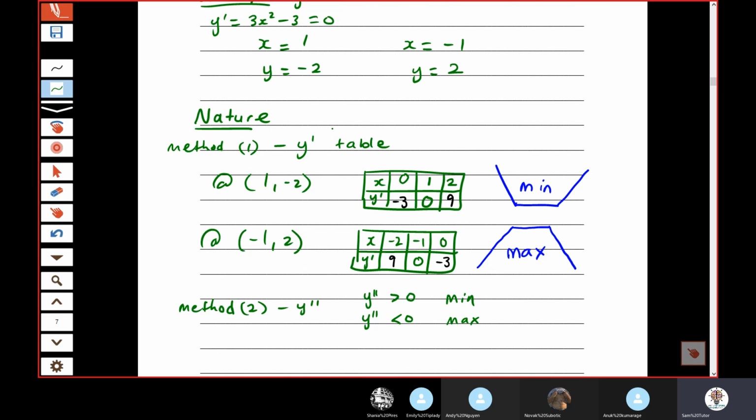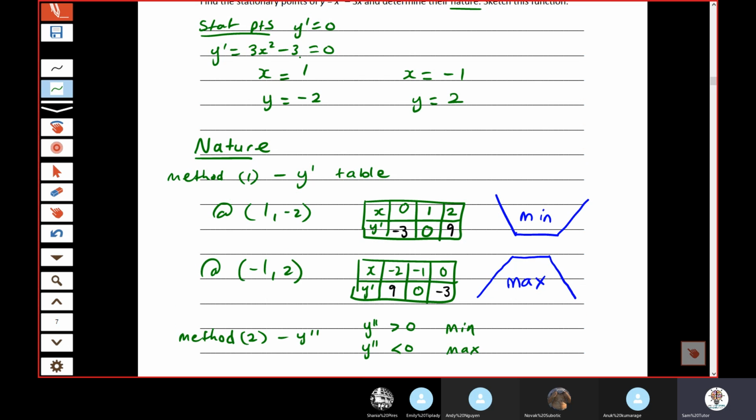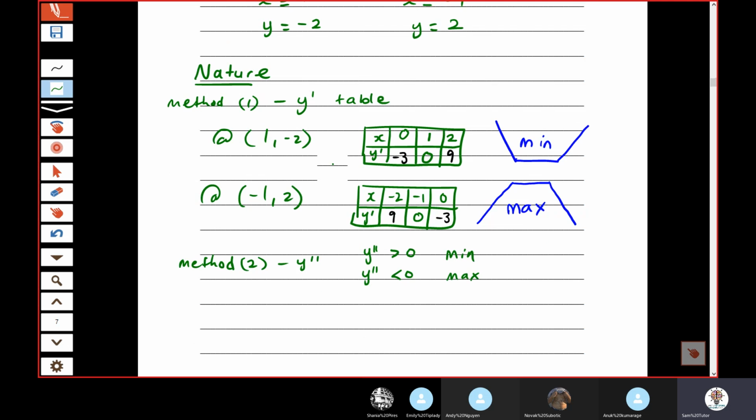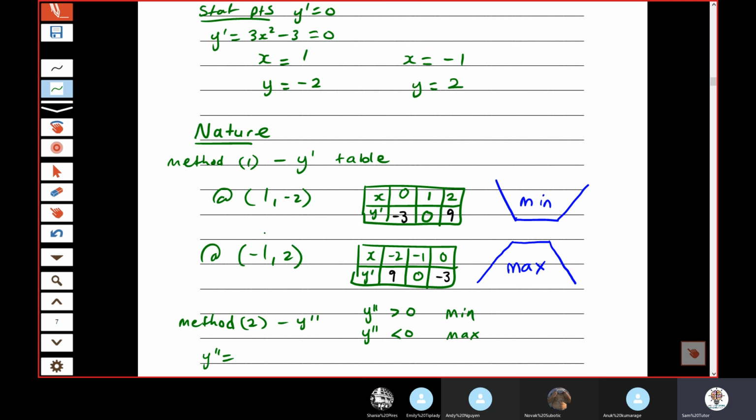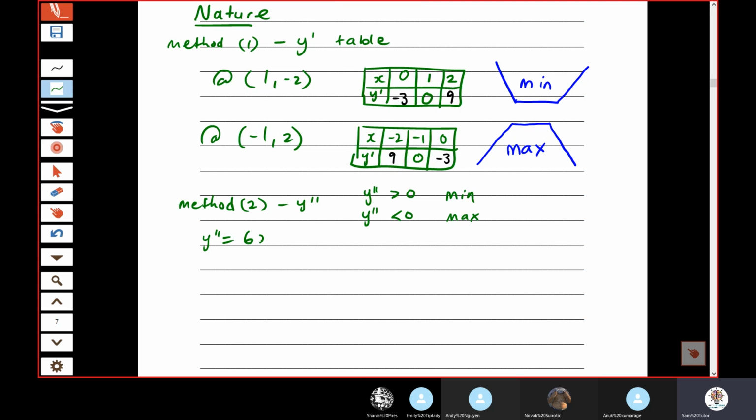We're going to do y double dash. So if y dash was 3x squared, take away 3, y double dash is, what did I say, 3x squared, so 6x. And then you do the same thing. At 1 and negative 2, y double dash equals 6x. X is 1. What does that become? Yep, 6, which is greater than 0. Then you write min. I want to see it like that.